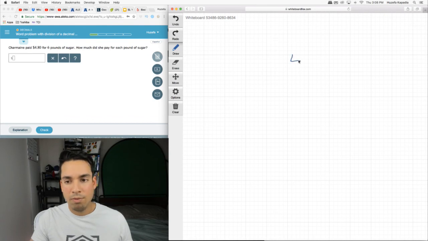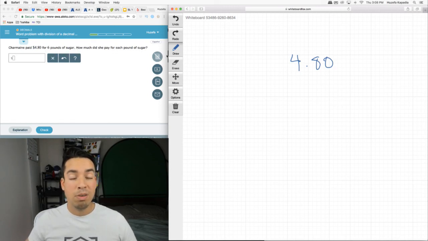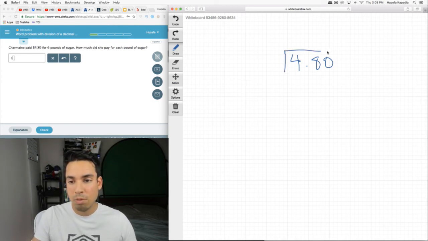All right, now we've got $4.80 for 6 pounds of sugar. How much does she pay for each pound of sugar? So we want to know the price per pound. Whatever comes after the per, that's what we're dividing by. So we take the price per pound and we divide that price by 6. Before I do anything, I'm going to take that decimal and plop it right on top. And now let's do our division.